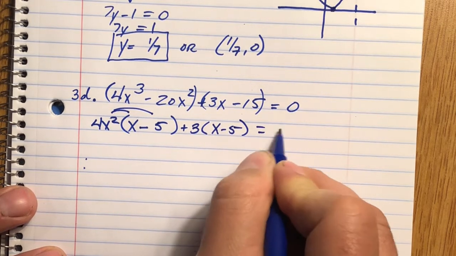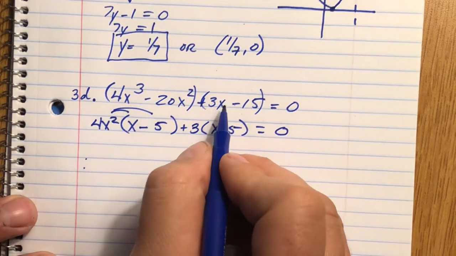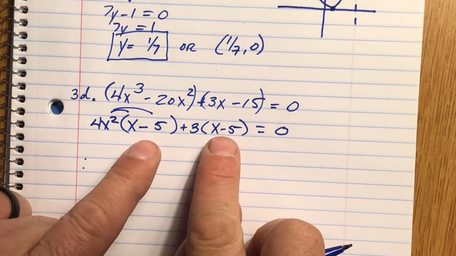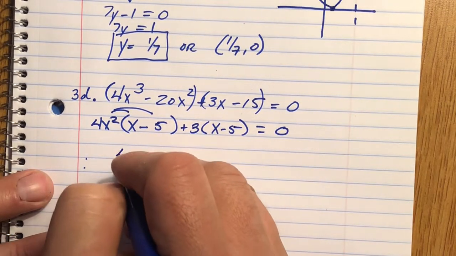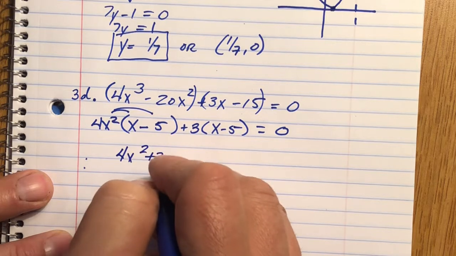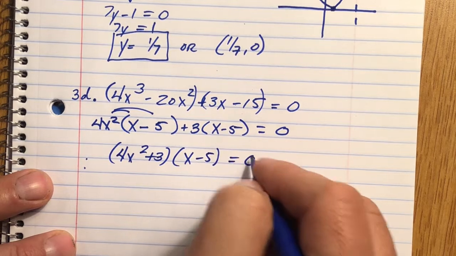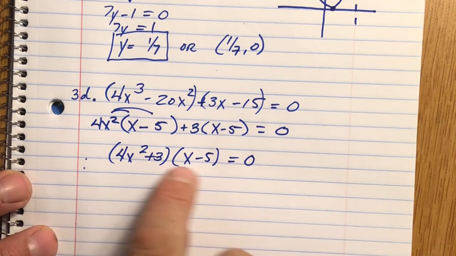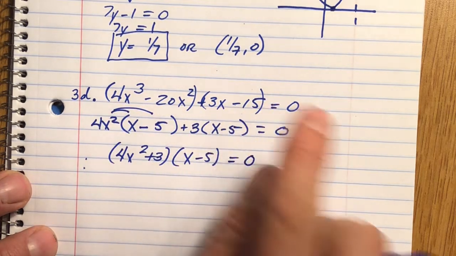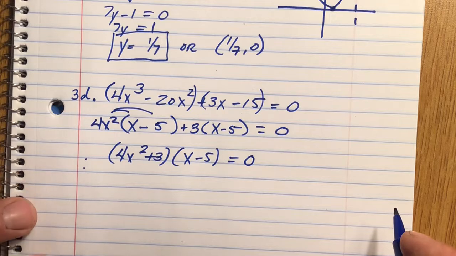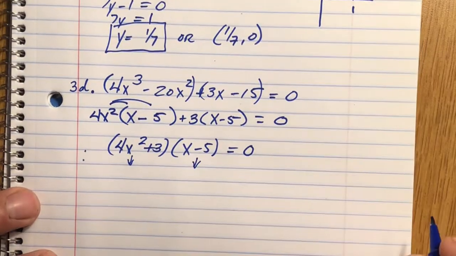Well, what do you know? Look at that. All we did was we applied our grouping technique, and I noticed that those two came out to be the same. So my factors are 4x squared plus 3 times x minus 5 equals 0. And again, you guys multiply that back out, and you're going to end up getting that original cubic polynomial. So now what I can do is just go ahead and set these equal to 0.